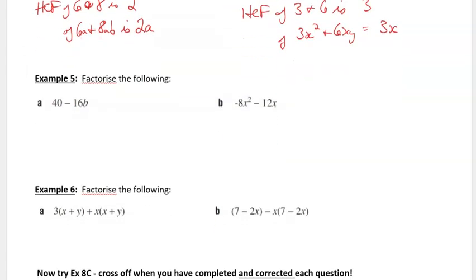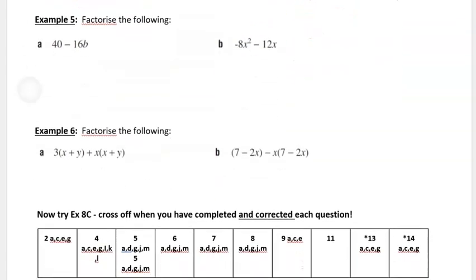Now we're going to factorize the following. So this one, we've got 40 minus 16b. So we're going to look and find the highest common factor. There's no b next to the 40 or any other pronumeral, so that b is just going to stay where it is. But I'm just going to put it over here. The highest common factor of the numbers 40 and 16 is, what is it? It's 8, isn't it? It's 8.